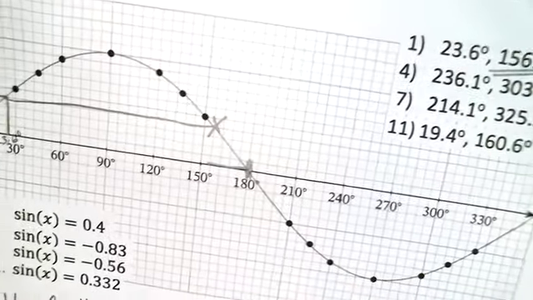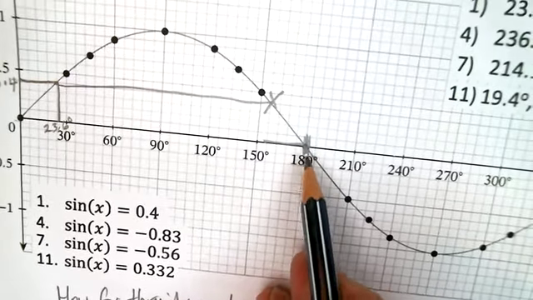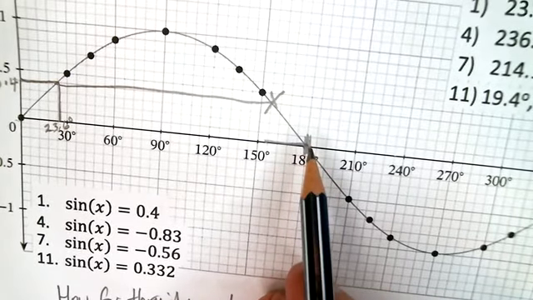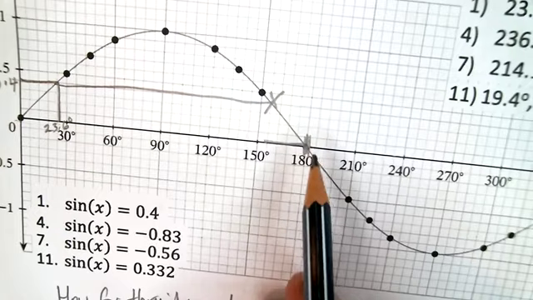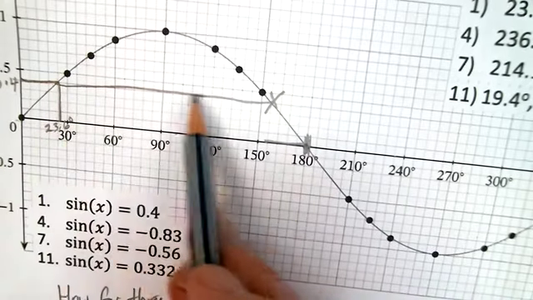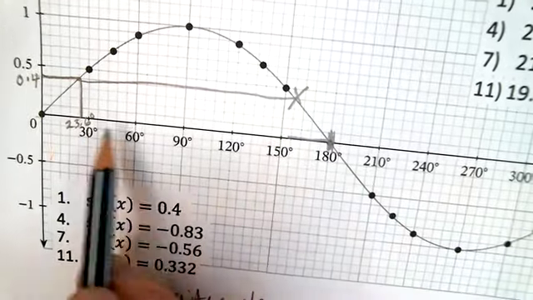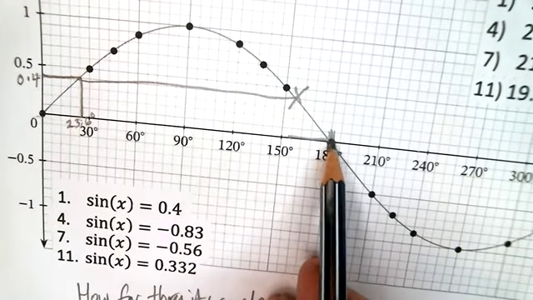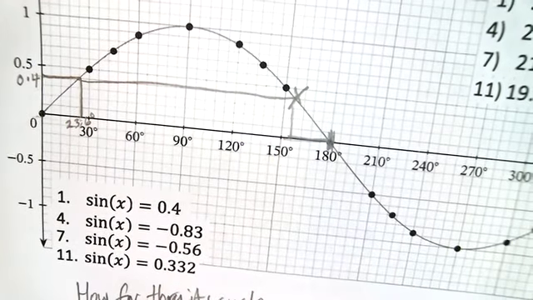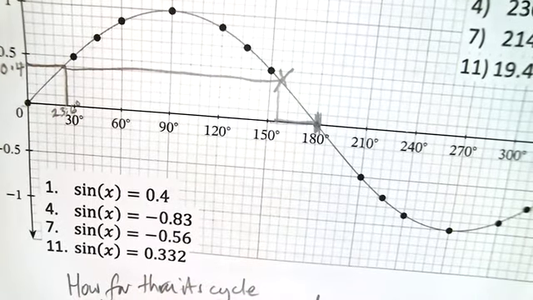So each time it's going to be from the no motion position, the zero position, where is the nearest value. In this case, it's 23 degrees this way, 23 degrees this way. And that's what we're calculating. So let's have a look at another one.